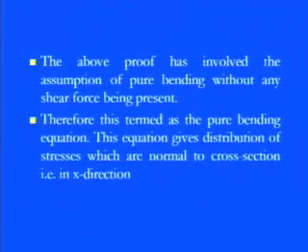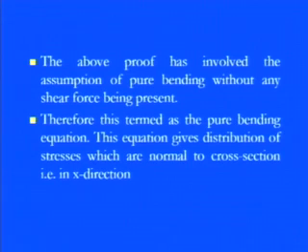The above proof involved the assumption of pure bending without any shear force being present, because we have sigma, the bending stress, and M, the bending moment, and the other terms are simply the dimensional parameters y, I, E and R, where E is the property of the material. If you conclude from all those components, you will find there is no other stress component present, only the bending moment and the bending stresses. That is why we can say that when pure bending is there, no shear force is occurring within it.